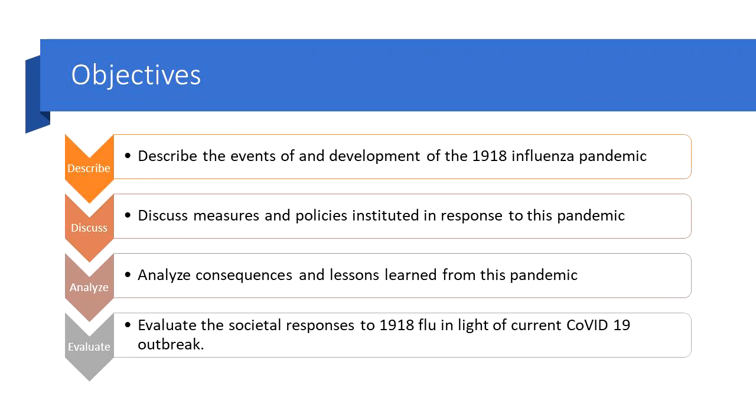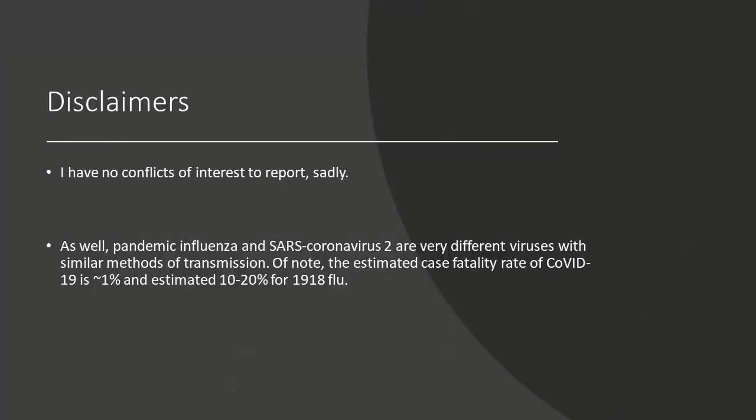So for disclaimers, I have no conflicts of interest to report. And a quick disclaimer, not in relation to conflicts of interest: pandemic flu and the SARS coronavirus 2, or the virus causing COVID-19 syndrome, are very different viruses. For example, very different case fatality rates, and this new virus seems to be a bit more infectious than the old one. So this can't be used as a prediction of where our current issues will be headed.